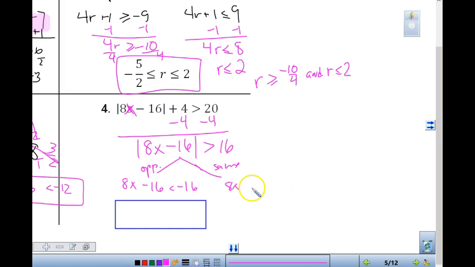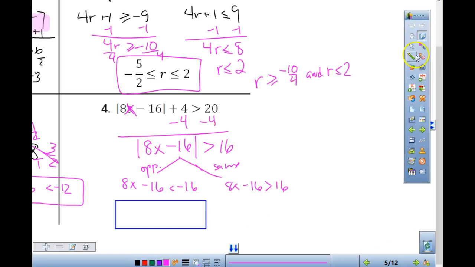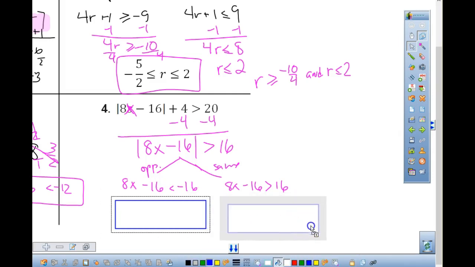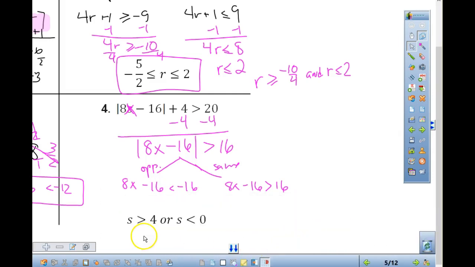8x minus 16 is greater than 16, right? So when I look at that solution, is this going to be an and or an or? Which phrase should I be looking at? Or should be an or, right? And if you were solving it, you should have had s is greater than 4 or s is less than 0.